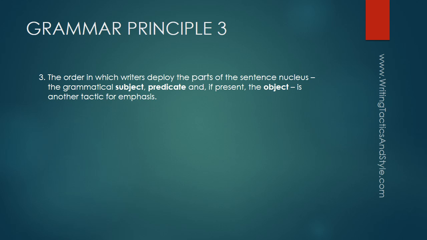Grammar Principle 3: the order in which writers deploy the parts of the sentence nucleus, the grammatical subject, predicate, and, if present, the object, is another tactic for emphasis, because there are routine patterns, and then there are patterns that are not so routine that create emphasis and draw attention.